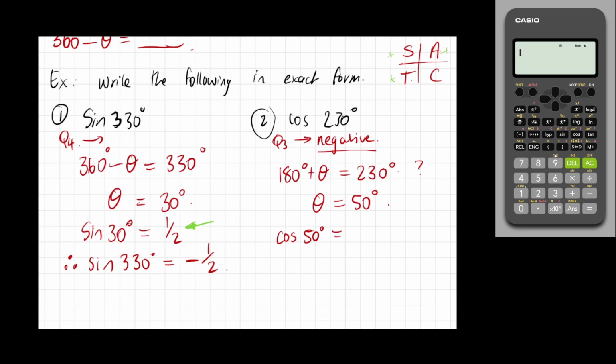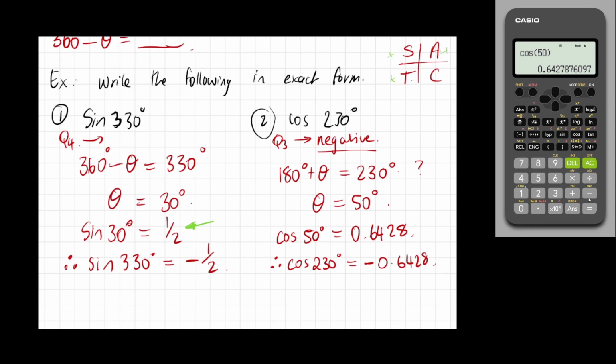Okay, let's put that into the calculator. Cos of 50 degrees, what's that equal to? That is equal to 0.642, and we'll go to 4 decimal places, 0.6428, okay? Now, from this point onwards, we've got cos of 50 being equal to that, so cos of 230 degrees is going to be equal to, okay, because it's in Q3, it's negative, it must be negative 0.6428, okay?